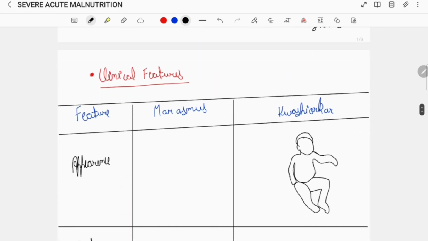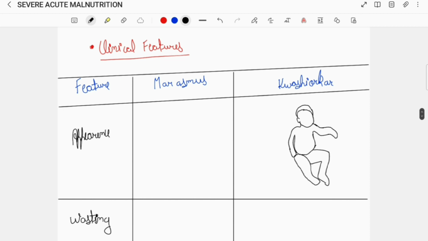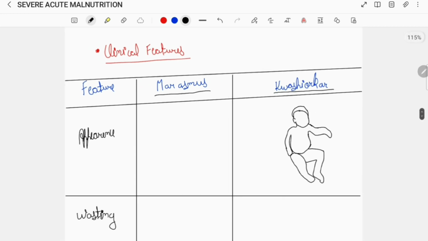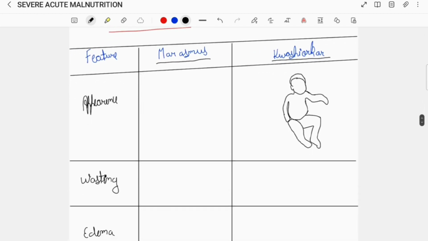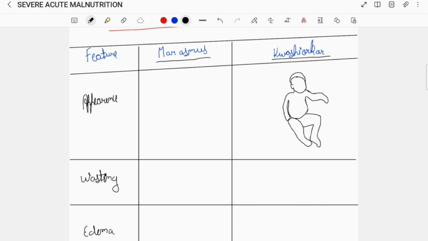Now, the clinical features of severe acute malnutrition can be divided into two syndromes. First, what we have is marasmus, and second, what we have is kwashiorkor. I have briefly discussed the differences between the two. First, what we have is the appearance. In marasmus, the child has something which is known as monkey face, and also there is baggy pants appearance. Now, what I mean by baggy pants appearance is that the loose skin of buttocks is seen hanging down.